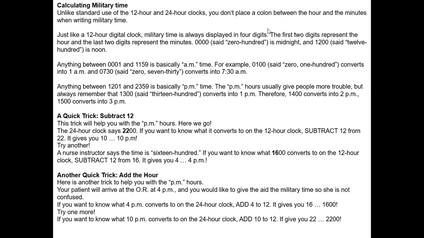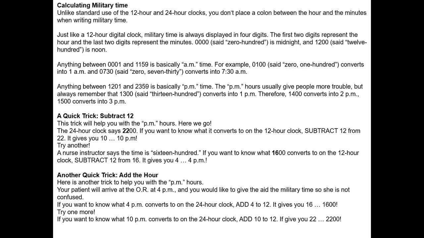This is about the military clock. With military time, you don't use a colon between the hour and the minutes. The military time is always displayed in 4 digits. So the first 2 represent the hour and the last 2 represent the minutes. Anything between 0001 and 11:59 is going to be considered AM time. For example, 0100 would convert into 1 AM and 0730 would convert into 7:30 AM.